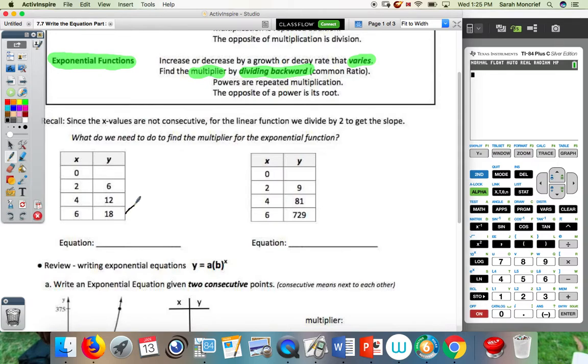So what is 18 minus 12? You guessed it, that is 6. And now what is 12 minus 6? That's also going to be 6. So since we subtracted and got the same number, we know that this is definitely going to be linear.